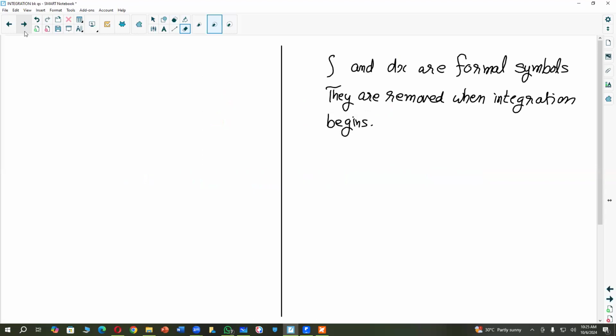Integral and dx are formal symbols. They are removed when integration begins. So we can remove these symbols. So you have to take a picture of this also. Okay, done.